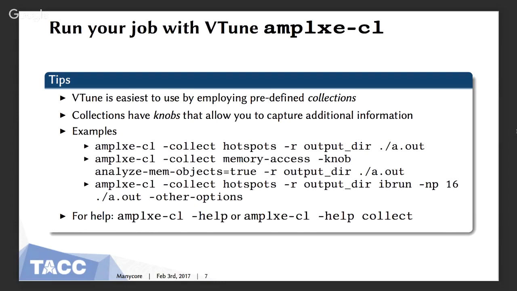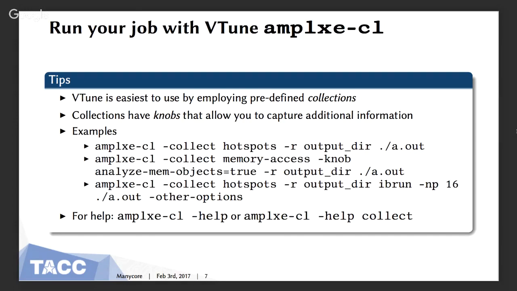So, vTune is going to be easiest to use if you're just doing one of these predefined types of collections. These collections have knobs, which are just additional modifiers that allow you to get additional data based on a particular type of collection. And here are some examples of how you might run this. The top one's quite simple: collect what they call hotspots. We'll go through what that kind of collection looks like. Collect memory accesses is the next one. We'll go through what that looks like.